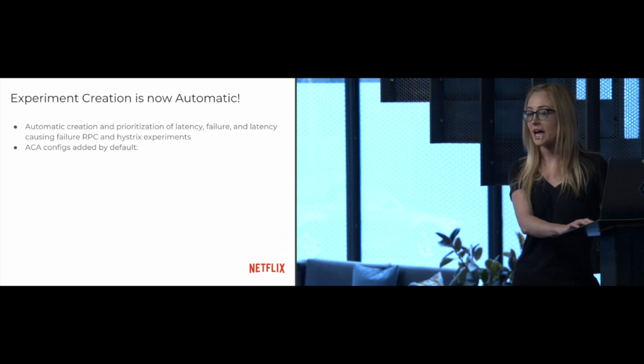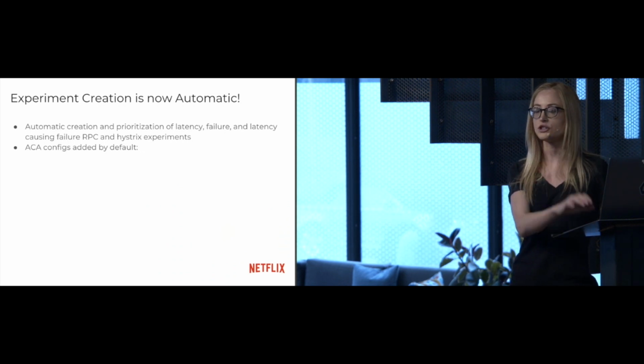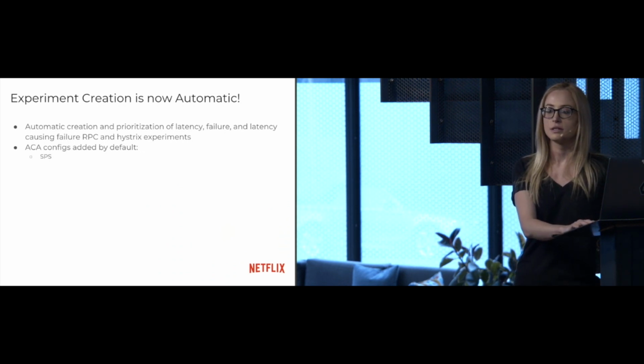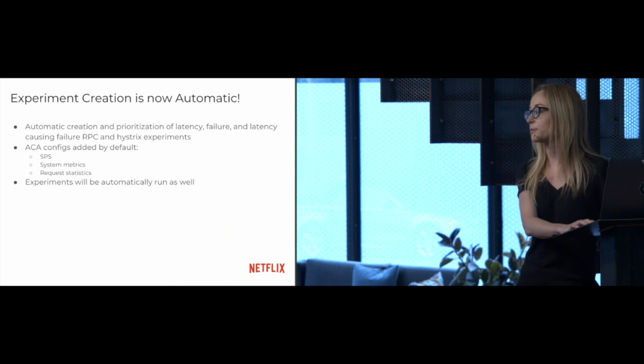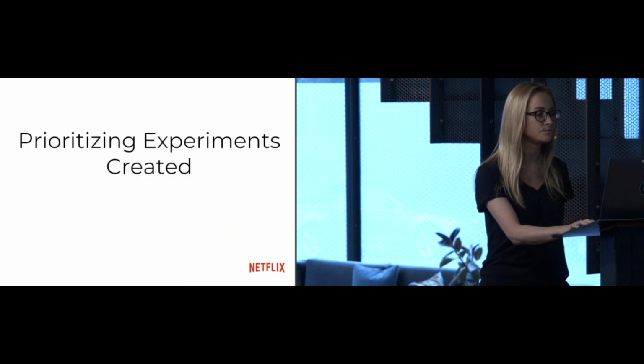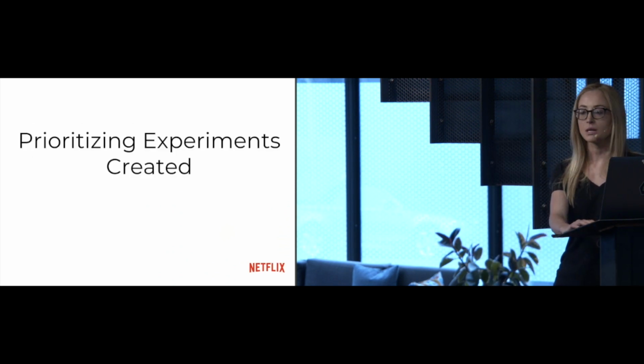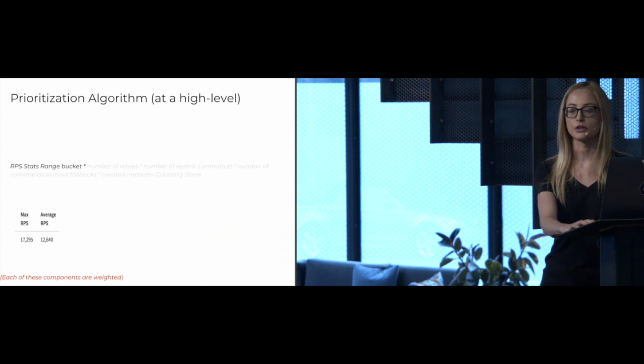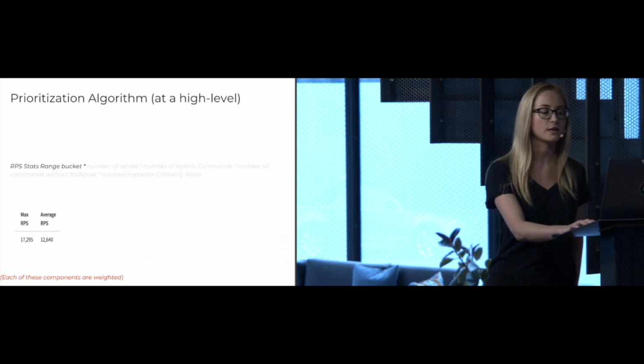ACA configs are added by default, the deviation configurations. So we have SPS, system metrics, request statistics, and experiments are automatically run as well. Prioritizing experiments are also created. So I'll go through the algorithm for that at a high level.